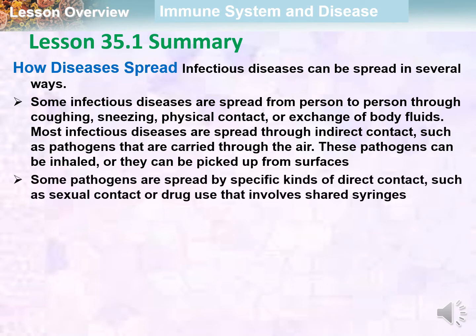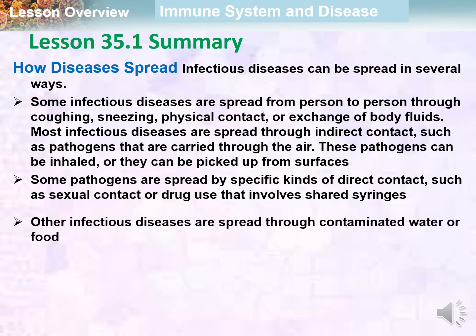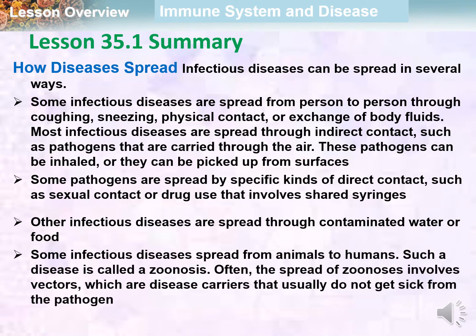Some pathogens are spread by specific kinds of direct contact, such as sexual contact or drug use that involves shared syringes. Other infectious diseases are spread through contaminated water or food. Some infectious diseases spread from animals to humans. Such a disease is called zoonosis. Often the spread of zoonosis involves vectors, which are disease carriers that usually do not get sick from the pathogen.